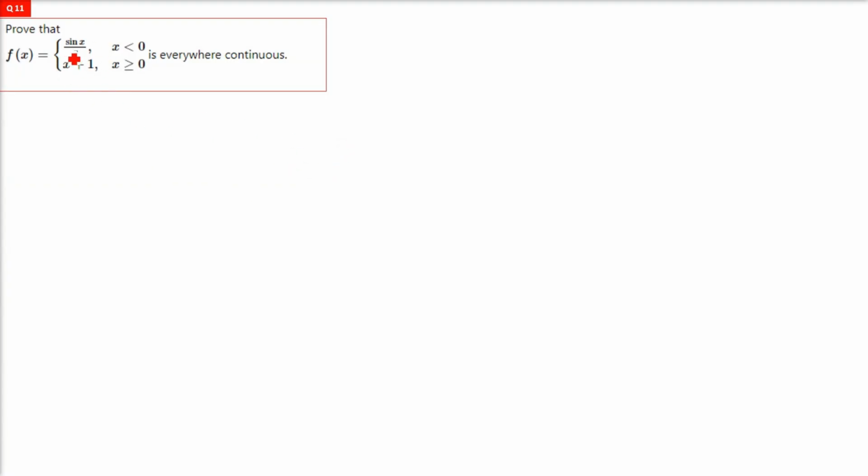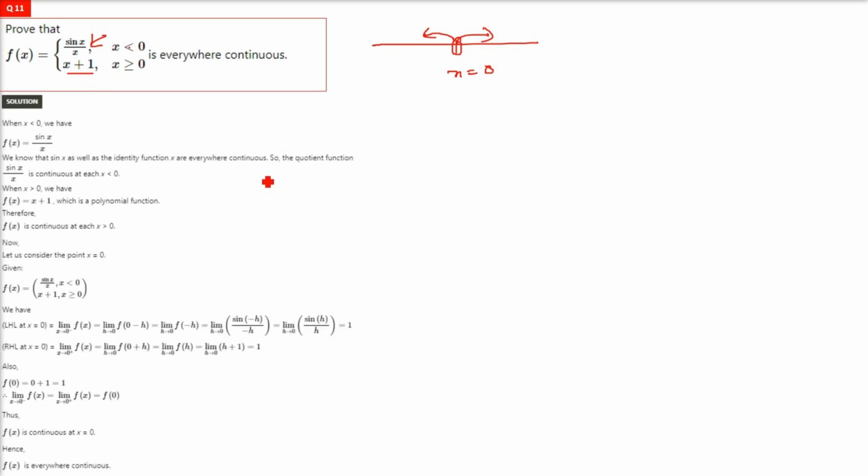Prove that f(x) equals sin x by x when x is less than 0. This is x less than 0. We are going to use sin x by x. And x is greater than or equal to 0, we'll take it as x plus 1. Okay. So this is continuous everywhere.